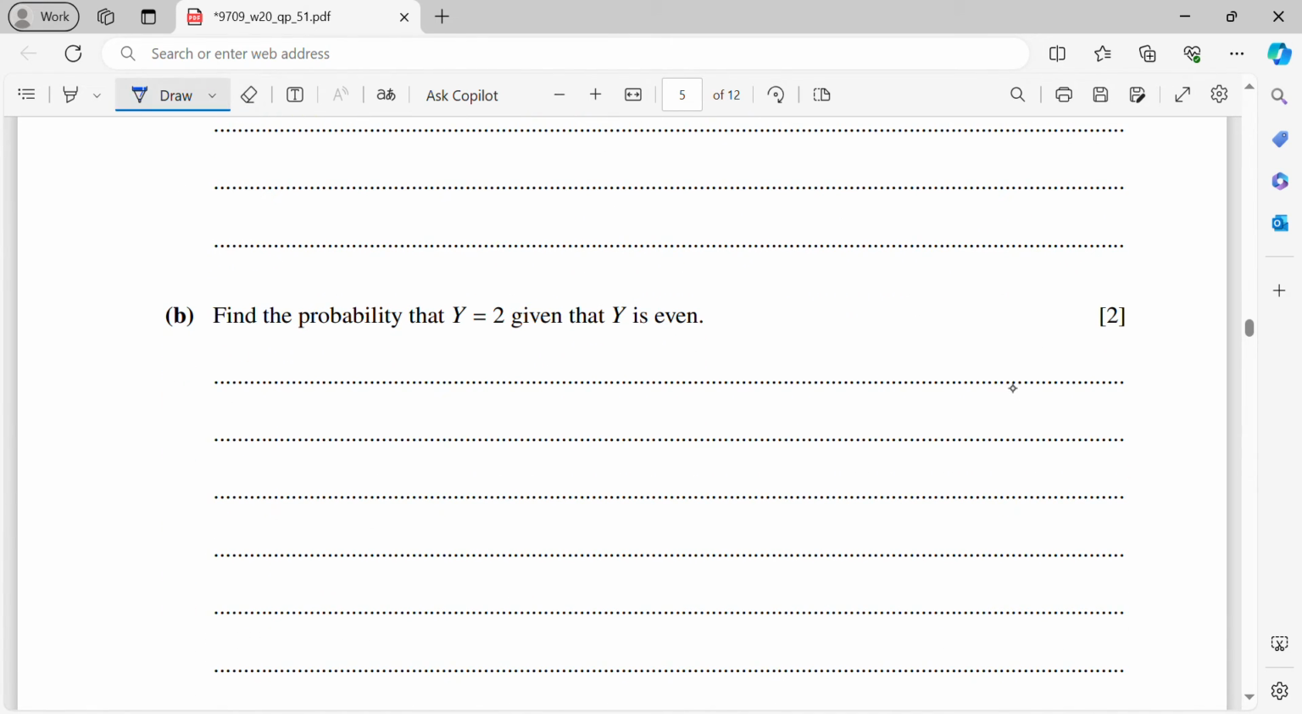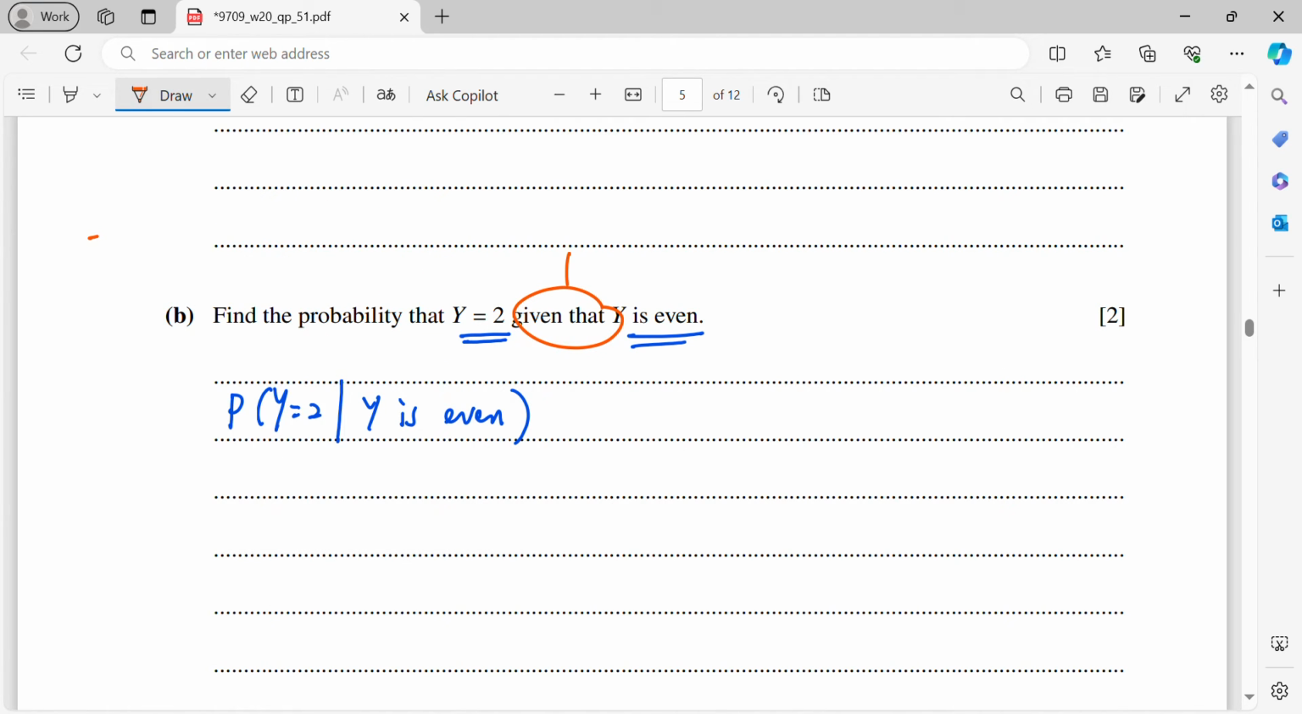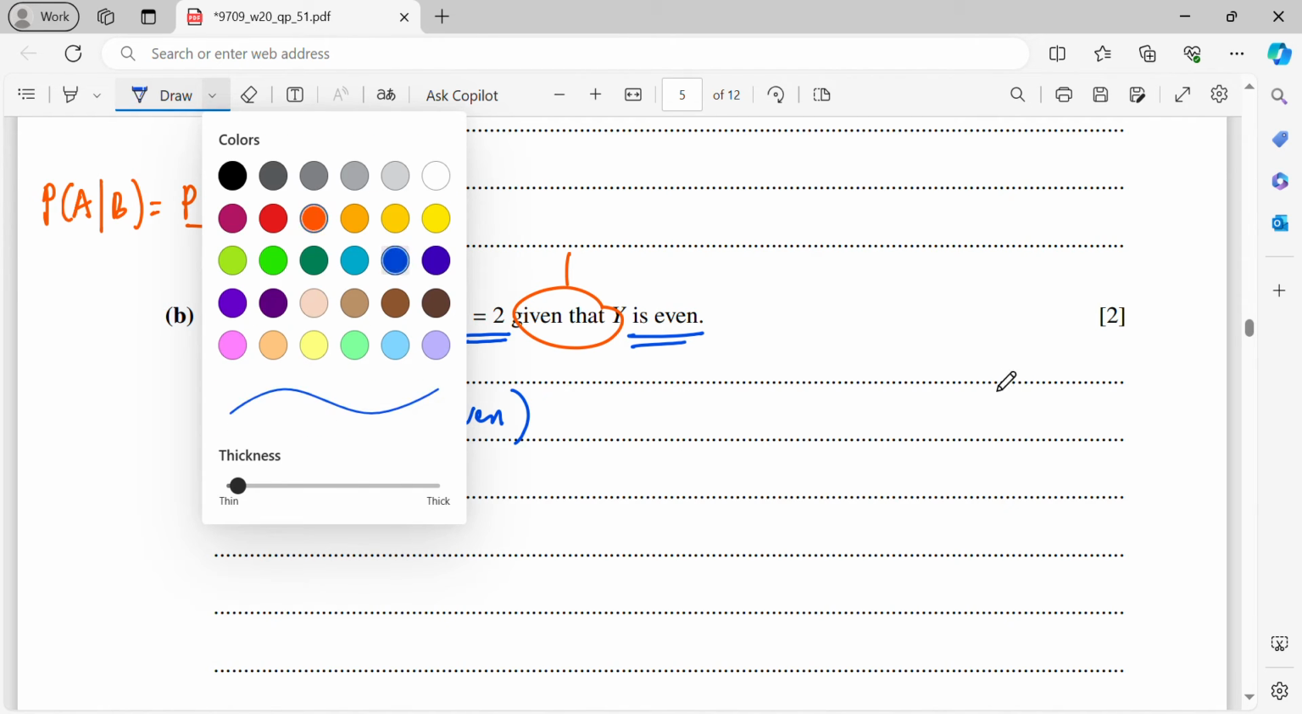Now B, find the probability that y equals 2 given that y is even. So now here I will write P(y = 2 given that y is even). For your information, whenever you see "given that", this is a conditional probability. The formula for conditional probability is P(A given B), where B is the condition, which is P(A intersect B) over P(B). This is the conditional probability formula. Then now just apply it.